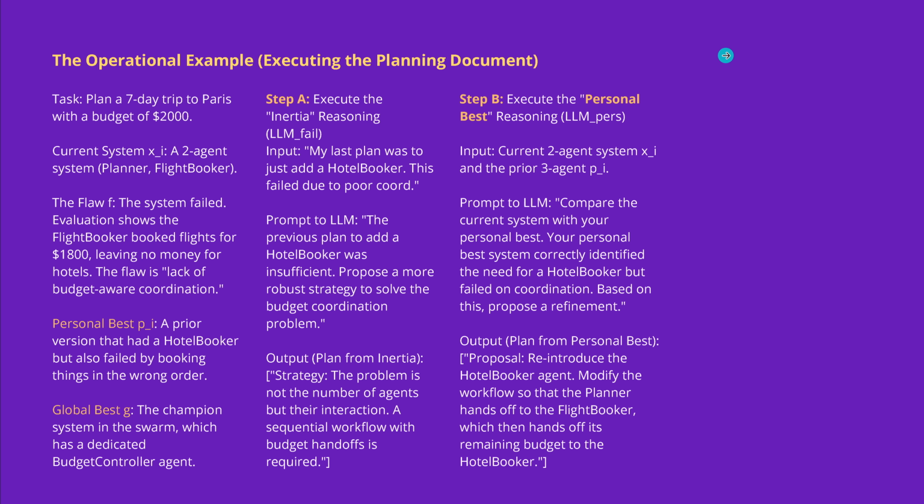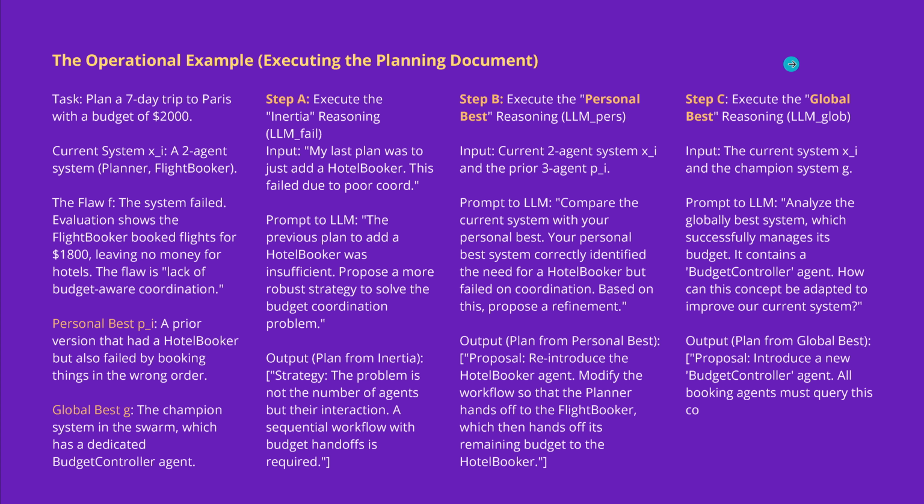The second term in my PSO equation is personal best. So we have a 2-agent system input and a prior experience of 3-agent performance data. And the prompt is simple: compare the current system with your personal best system. If you start, of course, the history is 0, but you have to run it in a loop. Your personal best system correctly identified the need for a hotel booker, but failed on coordination. Now propose a refinement. And now the LLM, let's say it's GPT-4 Omni or whatever you have, has to be trained on this kind of problem. What to do if I encounter this situation? What are the possible solutions to find high-performance solution patterns? And if it was trained in this domain, it will come with an output that says, I propose the following: reintroduce the hotel booker agent, and modify the workflow so the planner hands off to the flight booker, which then hands off the remaining budget to the hotel booker.